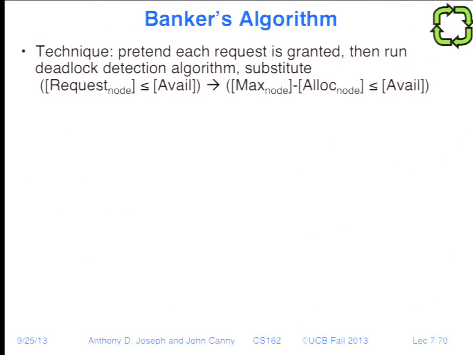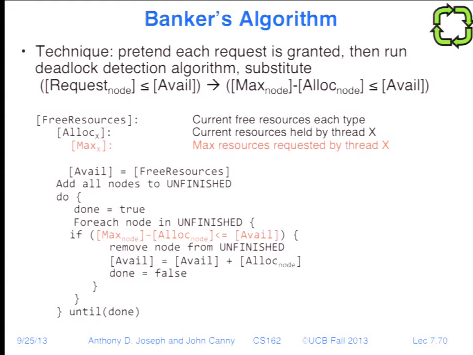All right. So before you grant the request to the thread, you pretend that it's been granted, and then run the deadlock algorithm on the resulting request graph. That's a sort of transformation we did to the previous code, but here's the routine by itself. Again, we go through each node that's not finished in the resource allocation graph and make sure that the maximum request of that node, because we don't know what it's actually going to request, minus the current allocation is less than the available resources.